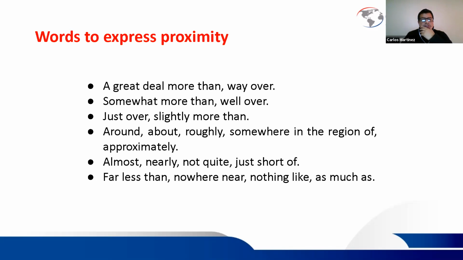Okay, so these expressions are used, without saying specific numbers, to tell you how proximate they are. A great deal, there's a big difference. Somewhat more than, it's a little bit more. Just over, the difference is very little, positively. Around is an average, I don't know the number specifically. And then we have the two that are in a negative area, okay? Almost, the difference is little, but in a negative way. And far less, the difference is big in a negative way. Okay, far less than, nowhere near, nothing like, and as much as. Very good. So these are words to express how proximate things are.